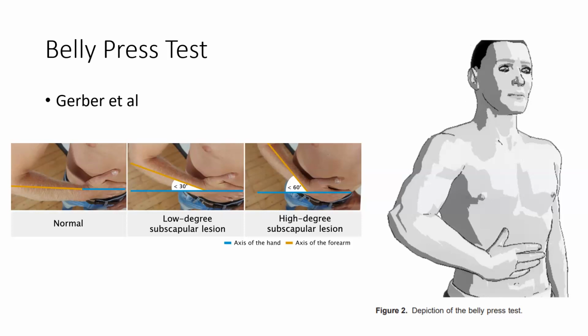And the other way is, ideally the elbow should be in front of the body, because the patient should be pressing with the wrist in neutral position using the internal rotation action of the shoulder. If that is not possible, the patient actually presses with extension of the shoulder and the elbow goes backwards beyond the plane of the body. That is also considered a positive test. So we should make sure the elbow stays in front with the wrist in neutral position and the belly is pressed inside.